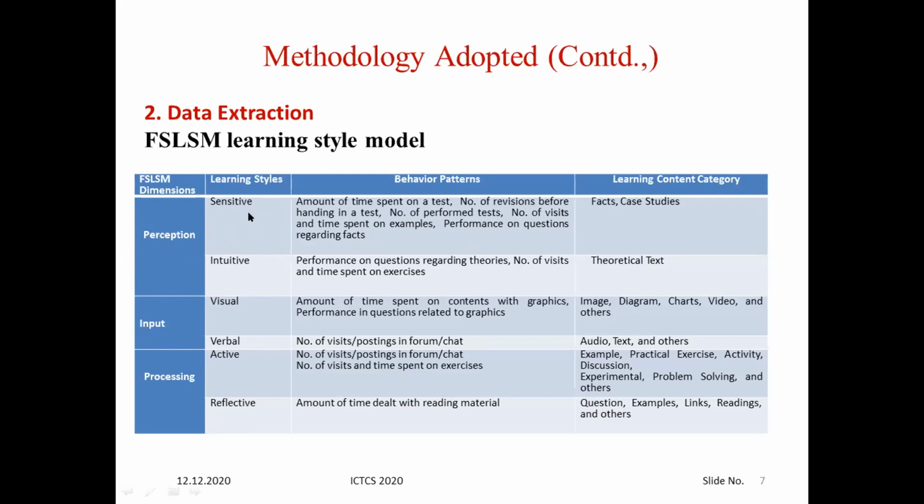For example, if he is a sensitive learner, the amount of time spent on a test will be more, the number of revisions in a test is more, and the number of performed tests will be more. The number of visits and the time spent on the examples will be more. So each learning style has its own behavior. Based on these behavior patterns, I have to extract from the log files and the Moodle tables. And for each learning style, what they prefer is also given in this table. These are the things I have to extract from the data which I collected from the Moodle platform.